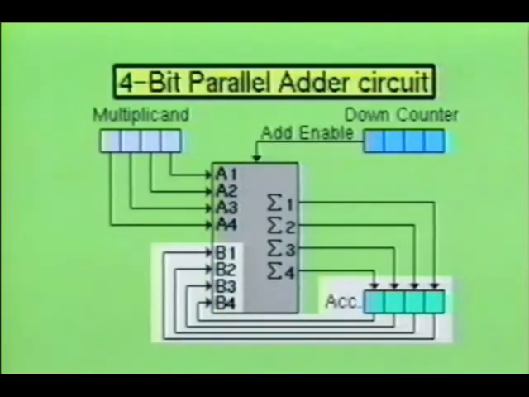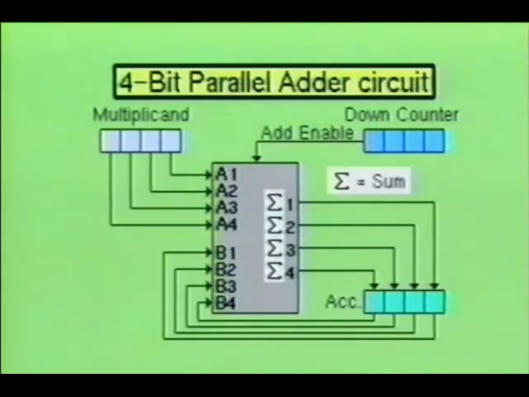The sum of inputs A and B are placed into an accumulator. The total in the accumulator is then fed back into the B inputs of the 4-bit parallel adder stage. And notice that the symbol used to represent the sum output is the Greek letter sigma.